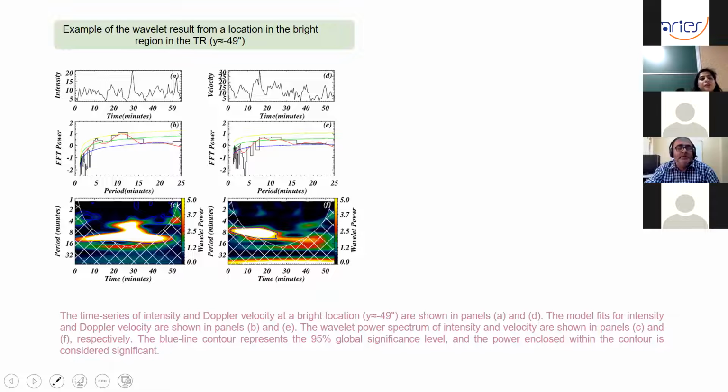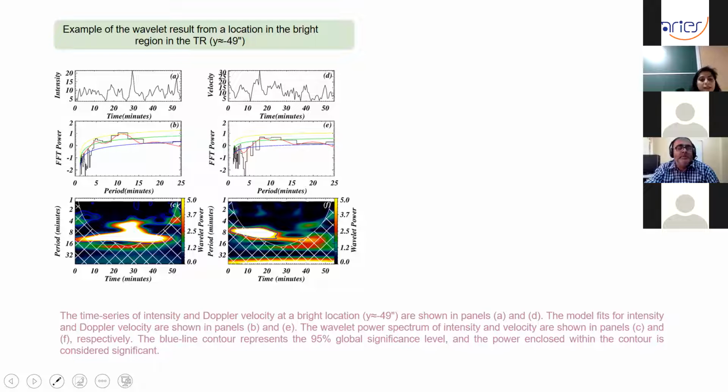So this is the example of wavelet analysis in a bright location. The upper panel shows the time series of intensity and velocity. In the middle panel B, the black curve is the FFT of the time series, and the red curve is the global wavelet power, which is defined as the time average of the wavelet power. Like I have already told, we have fitted this FFT with the power law equation. Then we have got this blue curve. This blue curve is the fitted curve, and with the help of this fitted curve, we have calculated the confidence level, and the confidence levels are shown in yellow and green color.